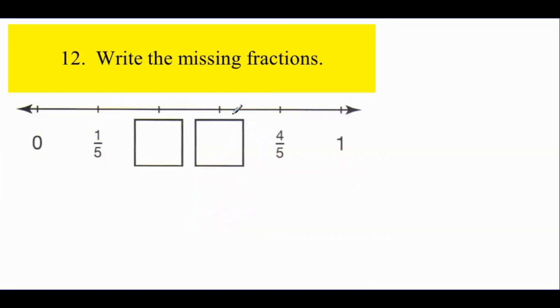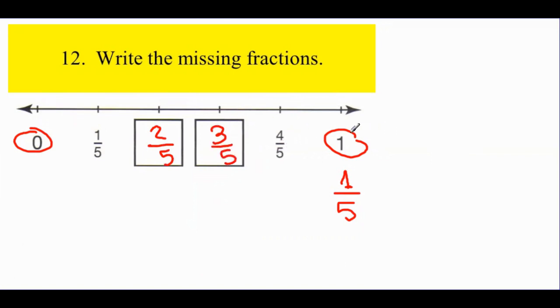Okay, let's find the missing fraction here. Here is 0 and here is 1. Let's count the divisions. 1, 2, 3, 4, 5. So it is divided into 5 equal parts. So each part is 1/5. So 1/5 here should be 2/5. Next should be 3/5. Next is 4/5. And next is 5/5, which is 1 whole.